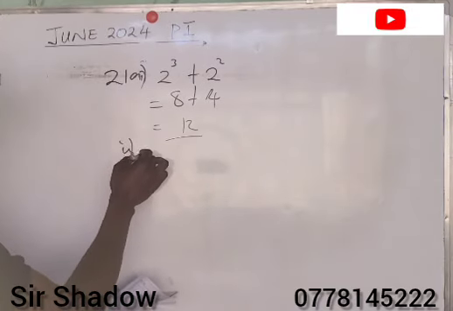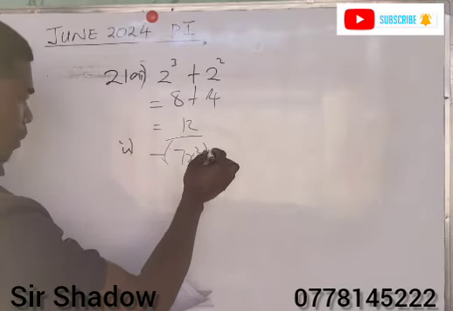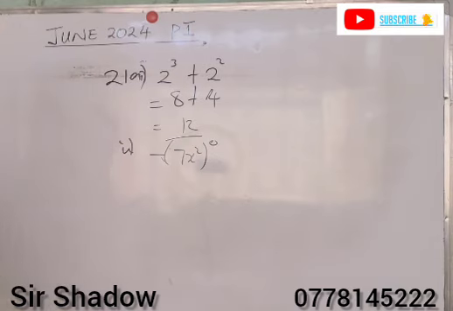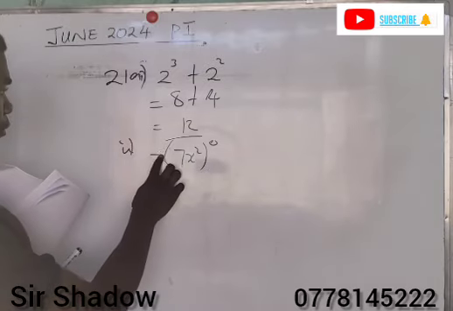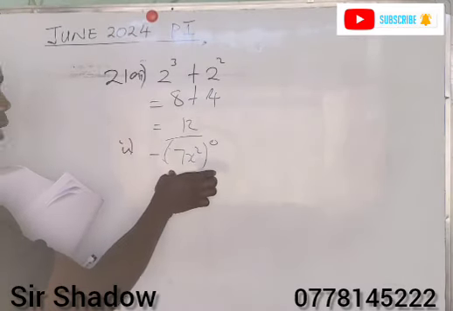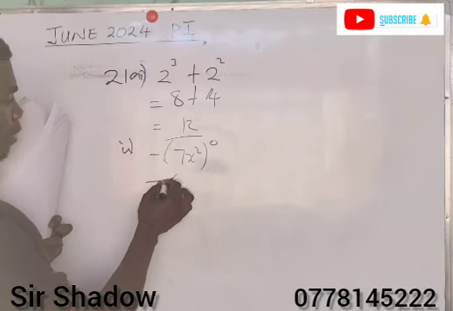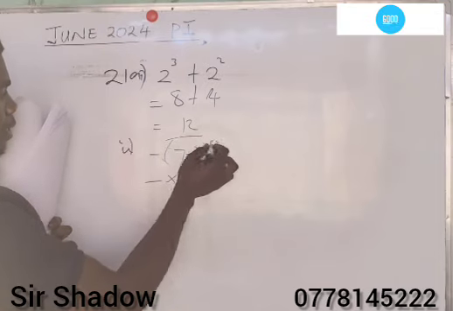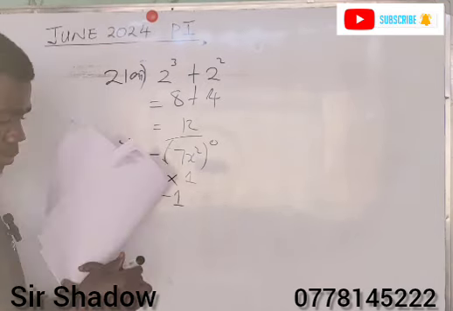Then item 2, we are given minus 7, open bracket 7x squared, all to the power 0. But remember, any number or any letter to the power 0 is 1. The power 0 only affects what is in the brackets, not what is outside the brackets. So the negative is multiplying the whole expression to the power 0, which becomes 1. So the solution becomes minus 1.